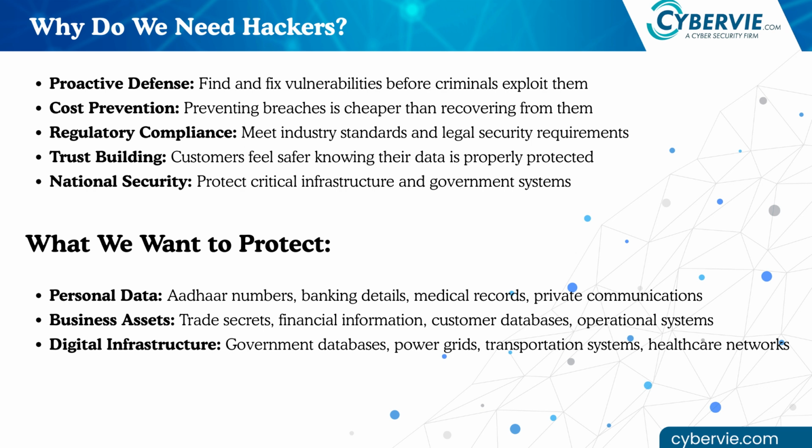Now let's see what we want to protect. First is personal data: your Aadhaar numbers, bank account details, emails, family photos, private messages. Imagine if criminals got access to all of this personal information, it would be a disaster for us. In business assets, companies have valuable secrets like business plans, customer lists, financial information, and trade secrets that competitors would love to steal. Next is digital infrastructure. Our power grids, traffic light systems, hospital equipment, and government databases all run on computers. If these get hacked, it could affect millions of people's daily lives.